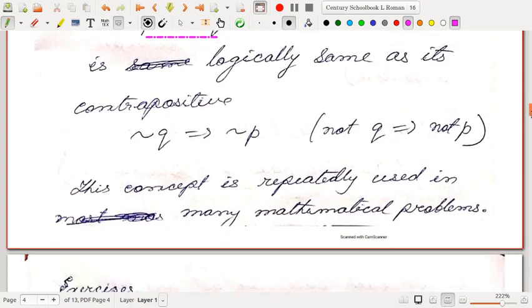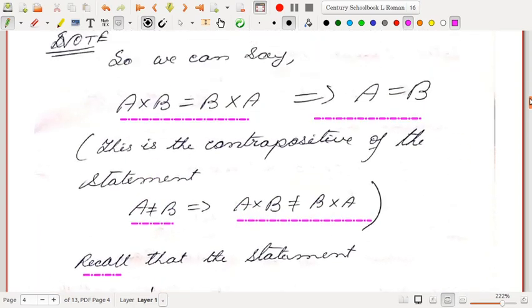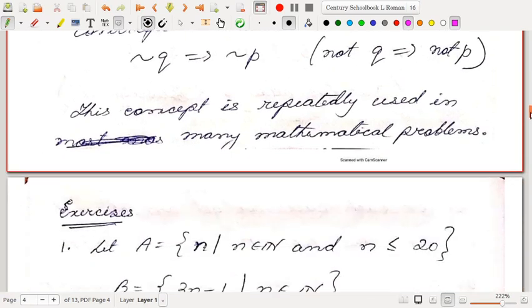So this concept is repeatedly used in many mathematical problems. Okay, and this is exactly what we have used here. A not equal to B implies A cross B not equal to B cross A. So the other way of saying the same thing is, if A cross B and B cross A are same, then A has to be equal to B. Okay. So this is the thing.